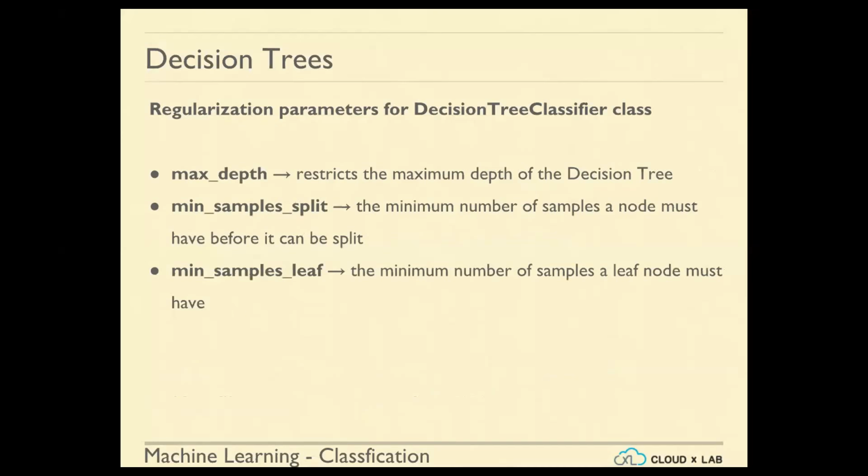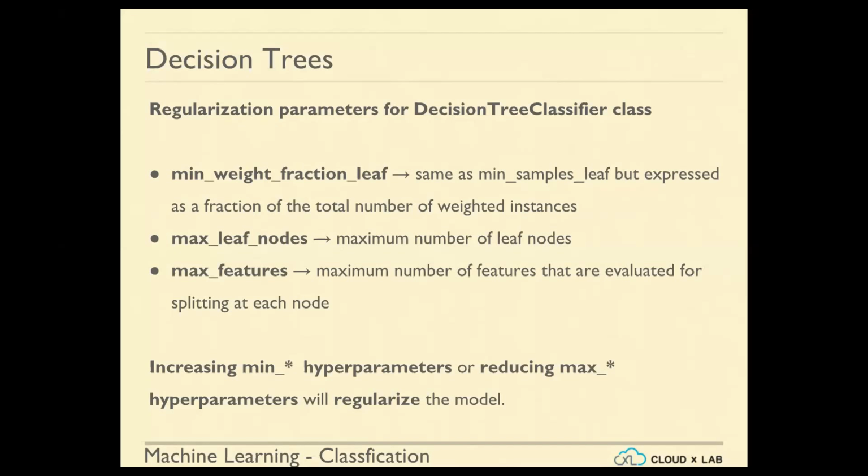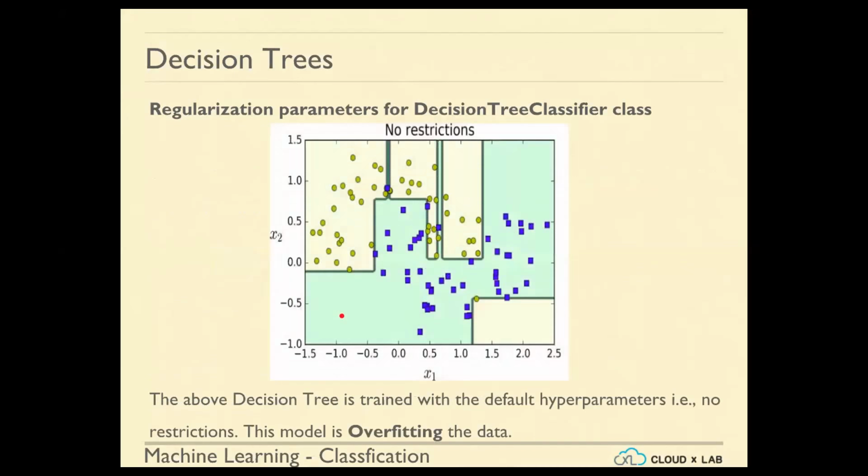So the idea is that we try increasing the parameters whose name starts with min, and reducing the parameters whose name starts with max, in order to regularize the models.